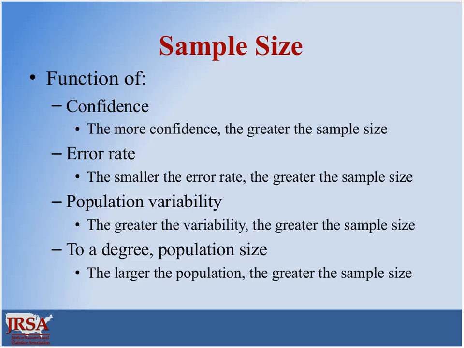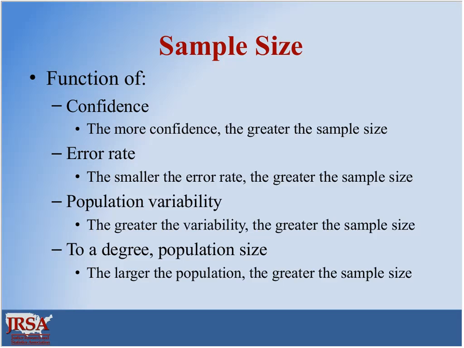Error rate. Obviously, the smaller the error rate, the greater the sample size. So if your error rate is plus or minus 1%, you're going to need a larger sample than if it's plus or minus 5%. Then the variability of whatever it is you're measuring in the population. The greater the variability, the greater the sample size.